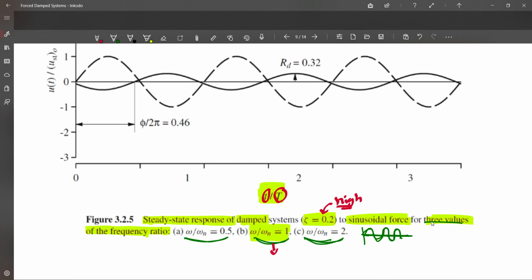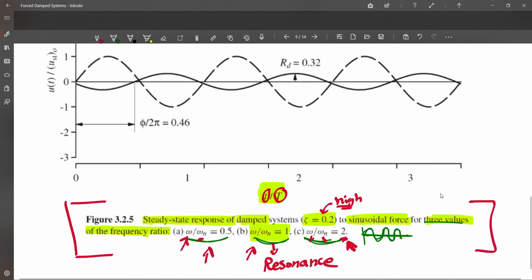So in this one we are going to find resonance. In the first case, the forcing frequency is only half of the natural frequency of the system. In the last case it is the opposite: the forcing frequency is double the natural frequency. So we have 3 different cases: the excitation frequency is half of the natural frequency; the natural frequency is equal to the forcing frequency; and the forcing frequency is double the natural frequency.